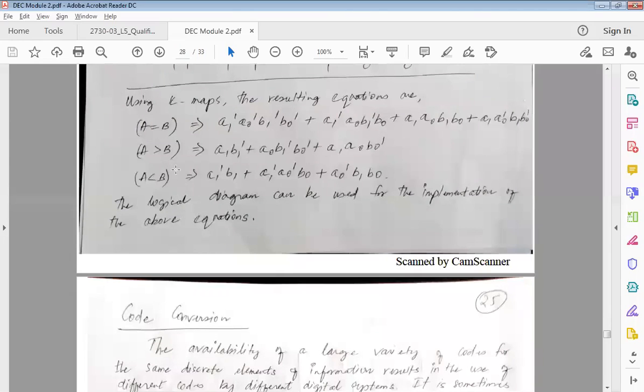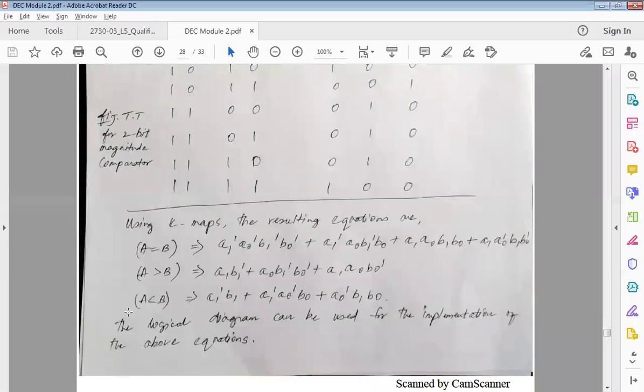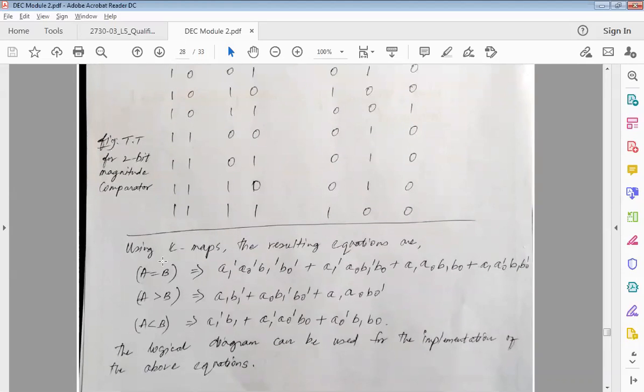Any of you, did you use your K-maps and verify if these equations were correct? Remember, in the last class I had told you to use K-maps and check if these equations are correct. Any of you have done it? So the third one I've got, for the condition less than, A less than B. Okay, so one condition you have checked. Good, good. Similarly, you can check for equal to and greater than also.